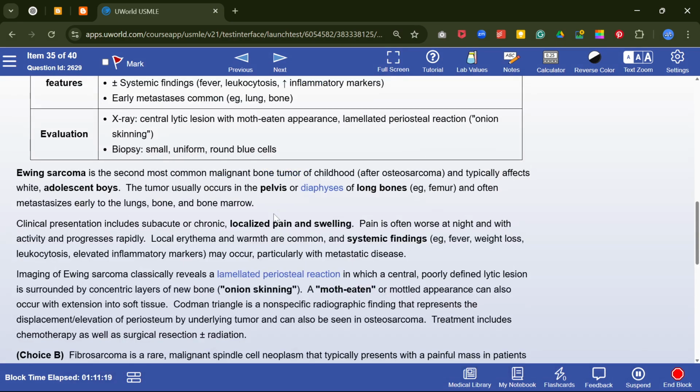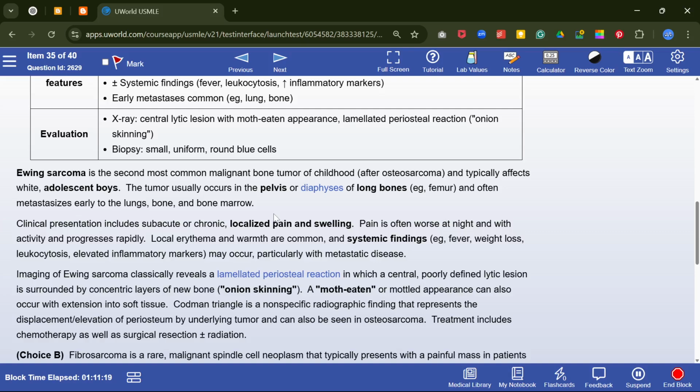Ewing sarcoma is the second most common malignant tumor of the bone in childhood, after osteosarcoma, and typically affects white adolescent boys.